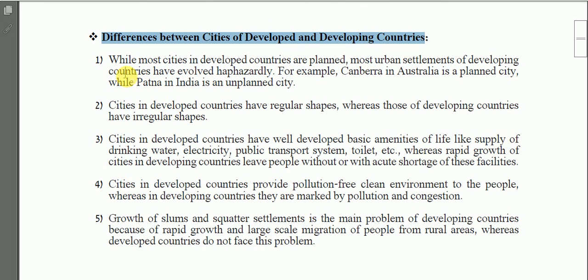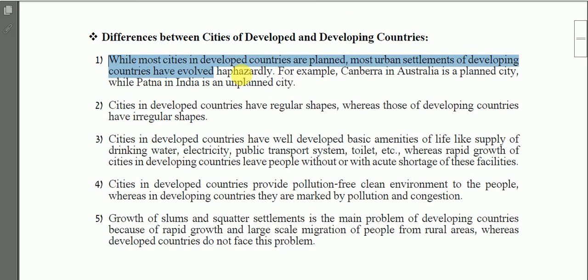Now let us read. Number one point of difference. While most cities in developed countries are planned, as we discussed earlier, most urban settlements of developing countries have evolved haphazardly. For example, Canberra in Australia is a planned city, while Patna in India is an unplanned city.